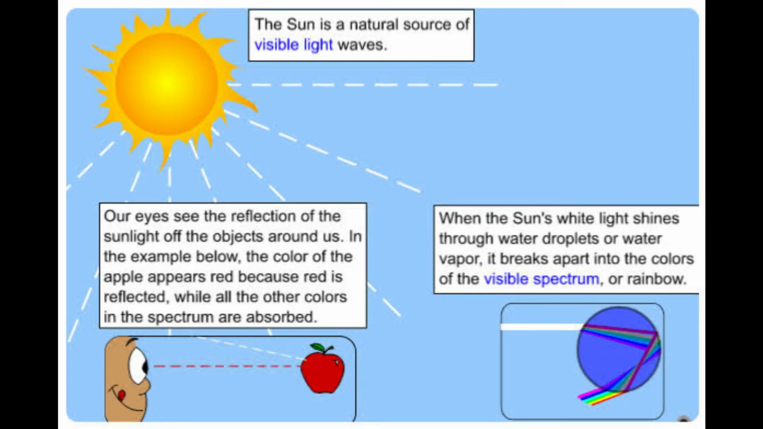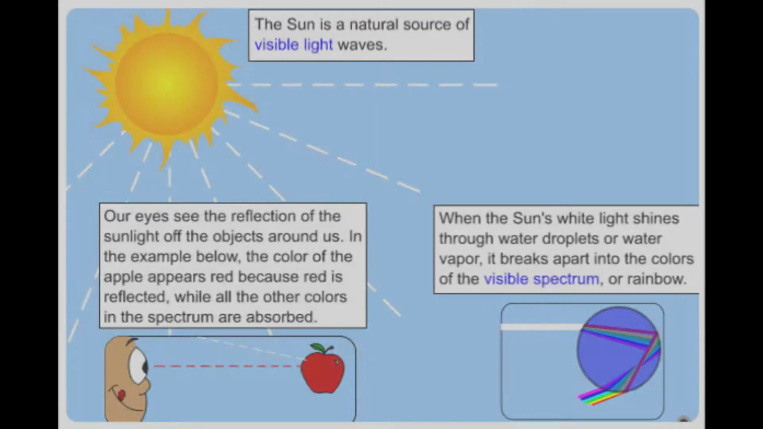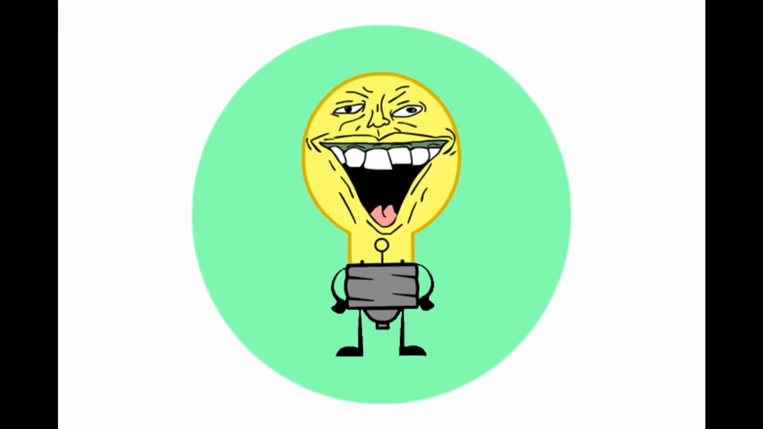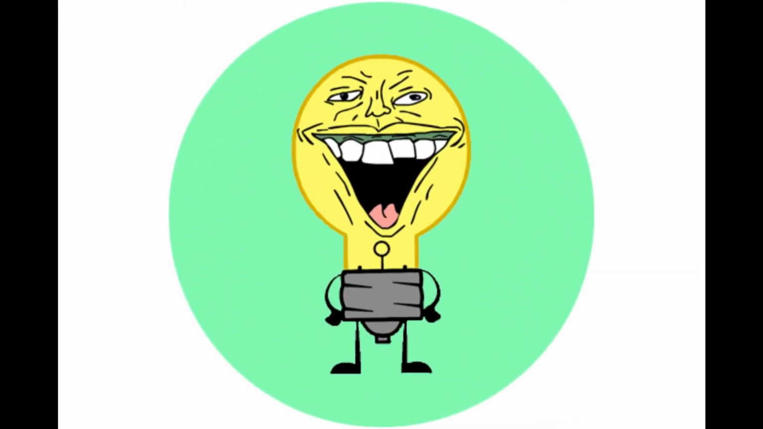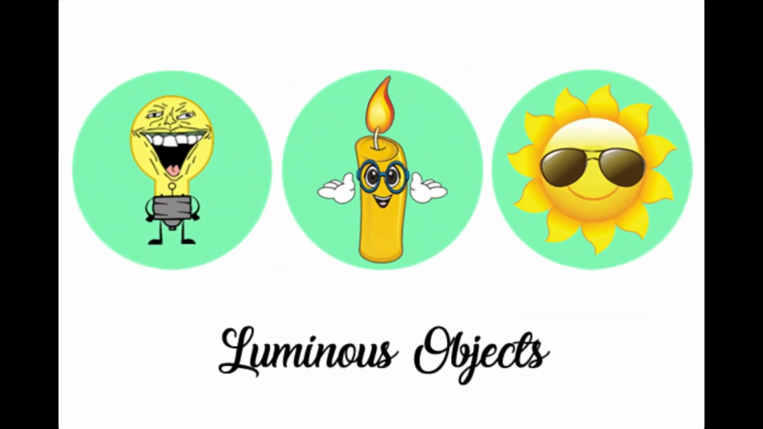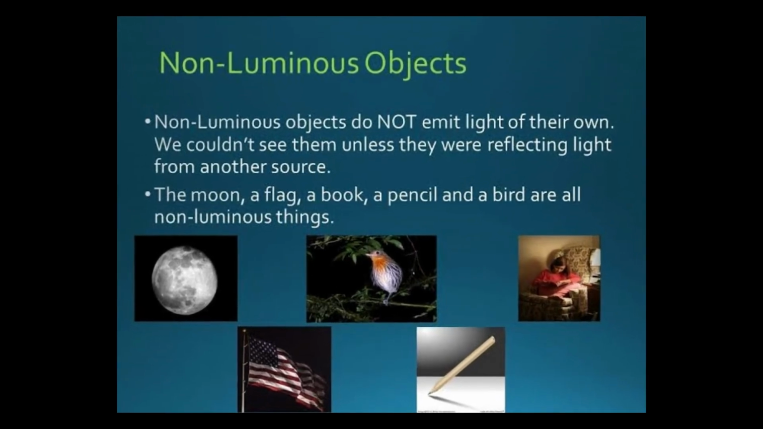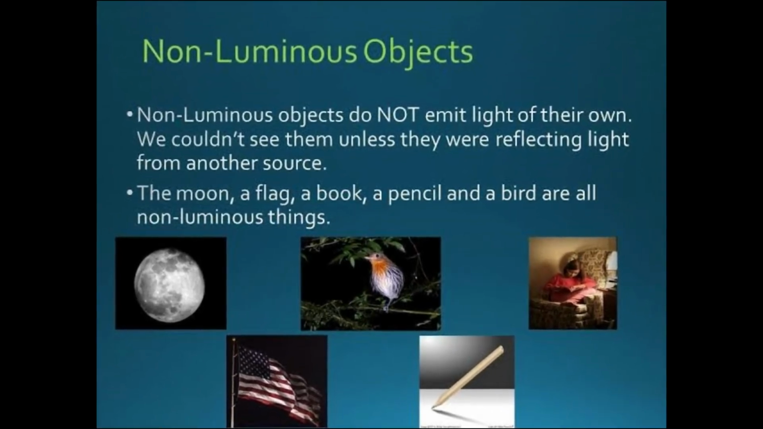We see objects around us because of the light reflecting from them. Some objects like the sun, a burning candle, and a fluorescent bulb emit light on their own. They are also called luminous objects. Many objects around us are non-luminous, meaning they cannot generate their own light.